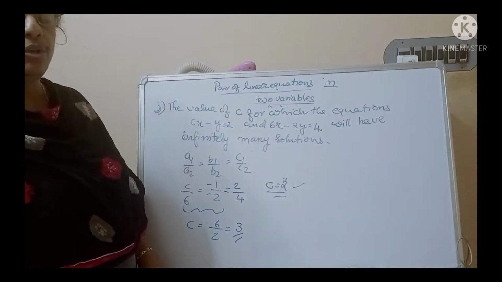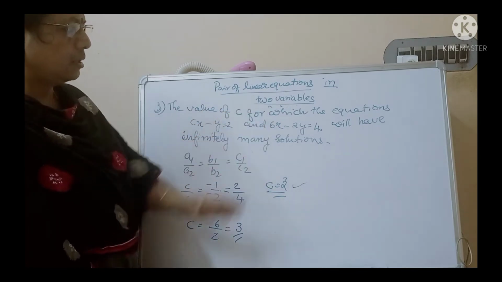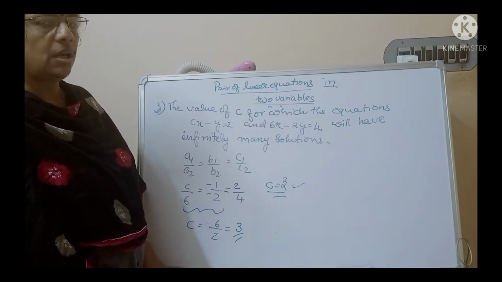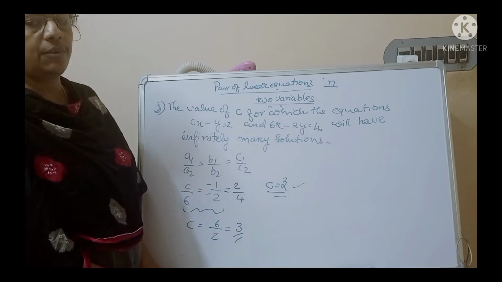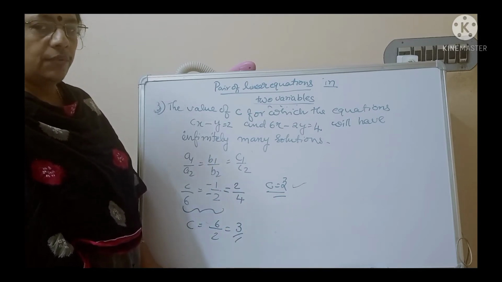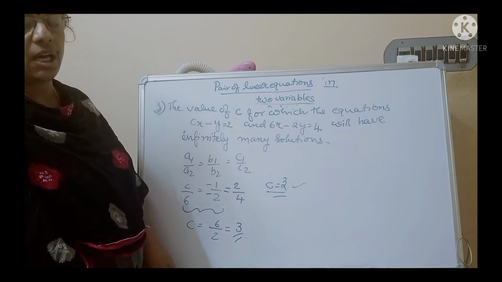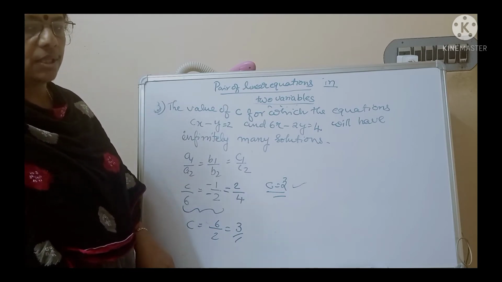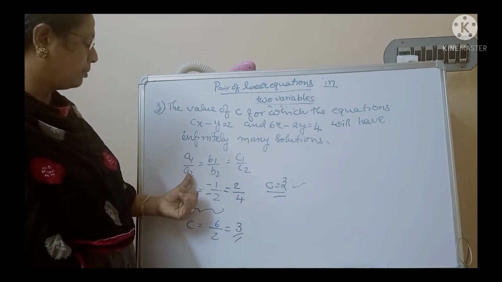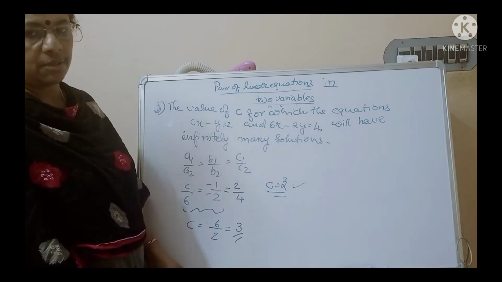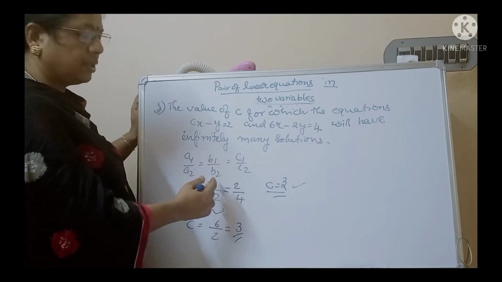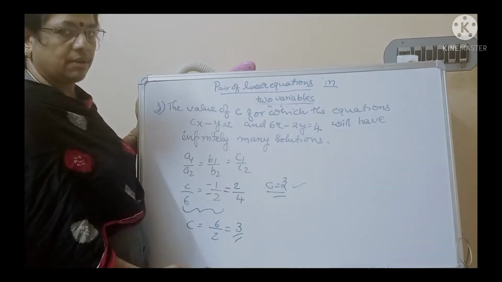In the next question, we want to find the value of c. Here the equations represent straight lines and these equations have infinitely many solutions. We know that when two equations have infinitely many solutions, the lines coincide with each other. That means the ratios a1 by a2, b1 by b2 and c1 by c2 are equal. So a1 by a2 is equal to b1 by b2 is equal to c1 by c2.